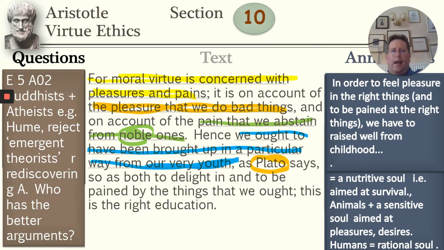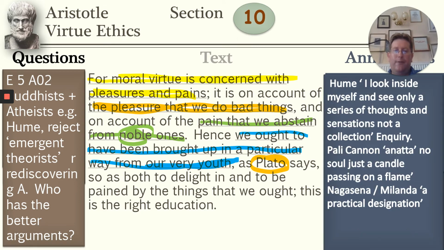I just want to bring in some AO2 type questions here. Buddhists and atheists, like David Hume, reject the idea of the soul. Hume, in his book An Enquiry Concerning Human Understanding, and Buddhists also rejected the Hindu idea of the soul. Today, the emergent theorists of the soul have rediscovered Aristotle's theory of the soul. So who has the better arguments? Now we'll do this more when we do life after death.